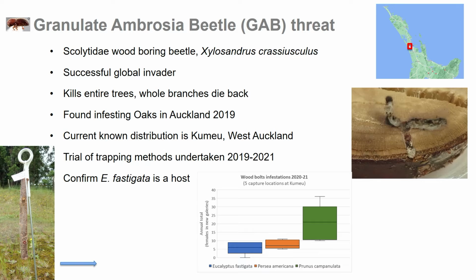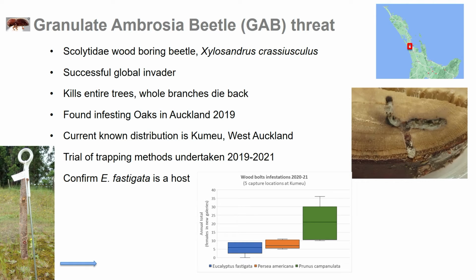Scion obtained permission from landholders and MPI to undertake some trials of different trapping methods between 2019 and 2021. This enables us to establish the timing and the number of generations the pest is undertaking in Auckland. One of the methods that we've illustrated here on the left was to hang freshly cut bolts of wood soaked prior in ethanol.